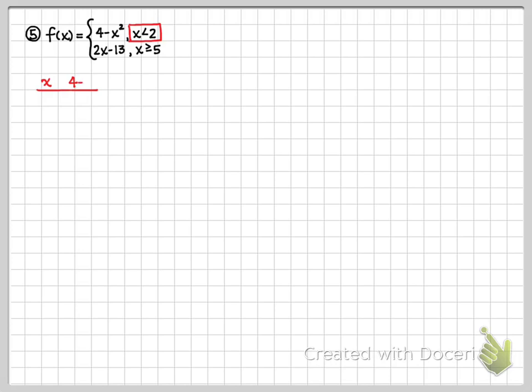I'm going to obey the restriction. Looks like it's going to start at 2, and it is not equal to, so it's going to be an open dot, and then it's less. So I will go 1 and 0. Plug those in, get my points, plot the points, see what I get.